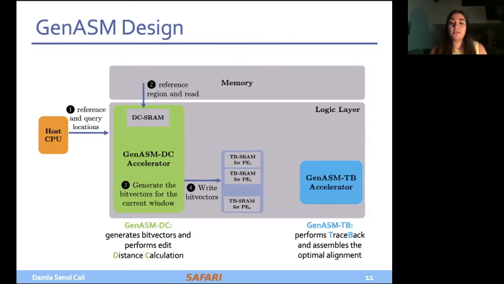And once DC completes its search, now GenASM will start reading the stored bit vectors from TB SRAMs, and it will generate the traceback output. Once TB generates the whole output for the full read, then it moves on to the next reference region and read pair.